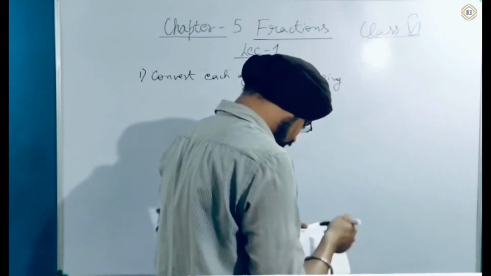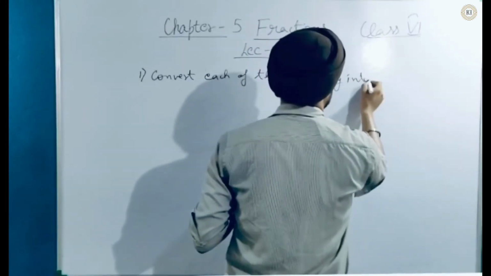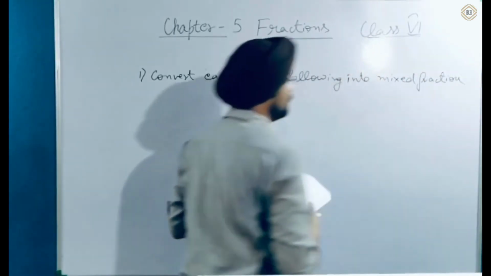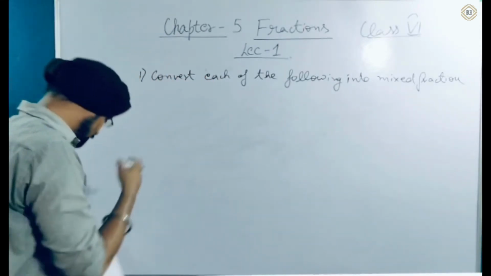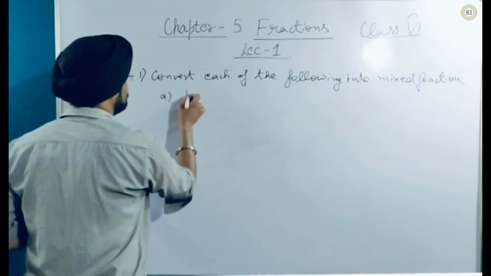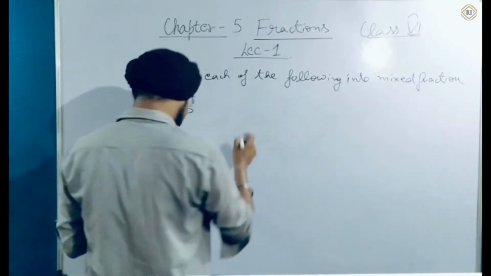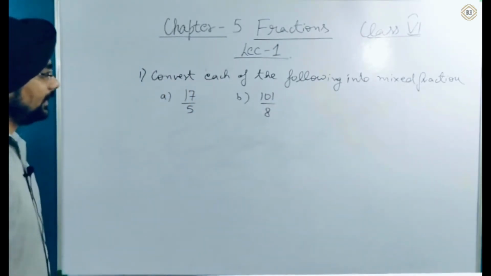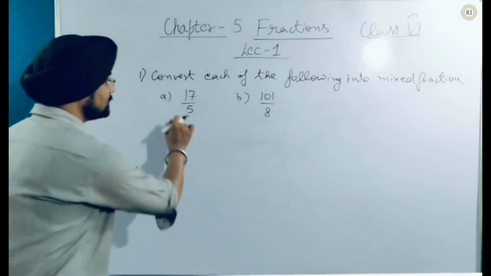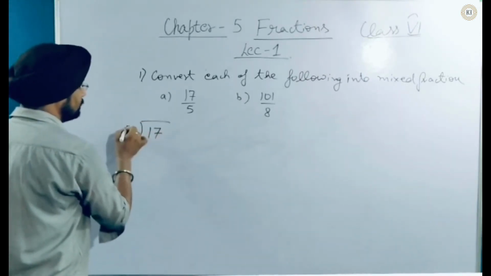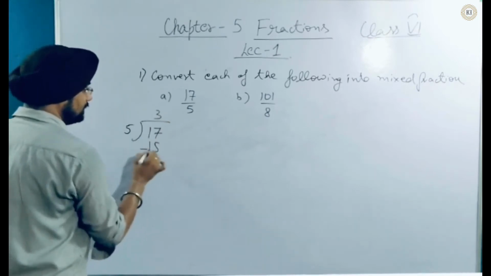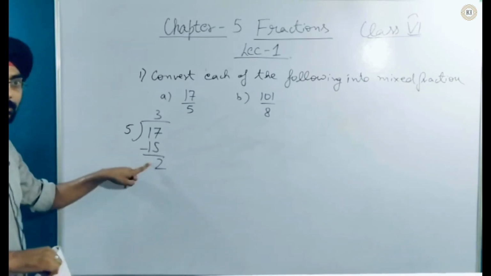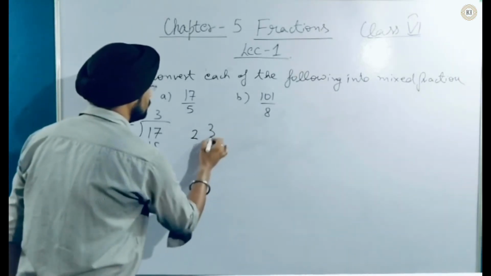Now we have to convert each of the following into mixed fraction. The question is given. A part 17 upon 5, 101 upon 8. So we have to convert this improper fraction into mixed fraction. In this case we divide 17 by 5. 5 3s are 15, remainder is 2. This remainder will go in the whole part. So it will come 3 whole 2 by 5.